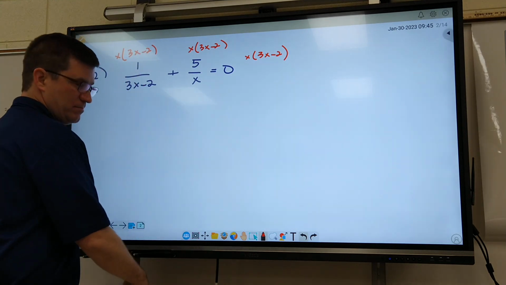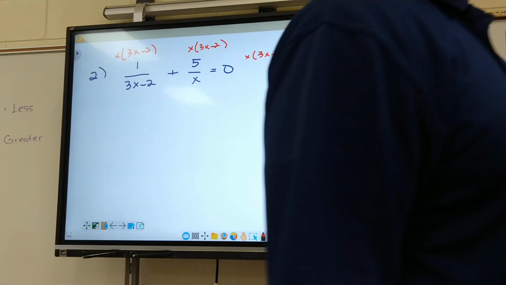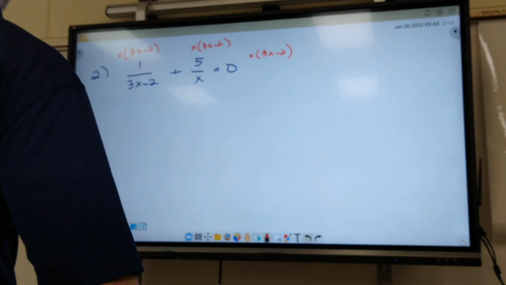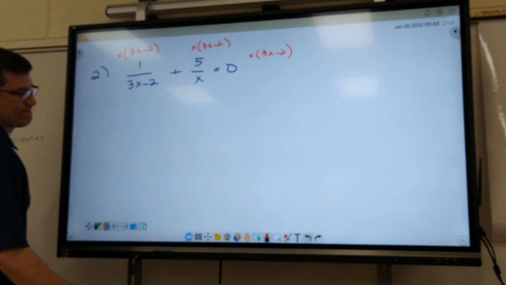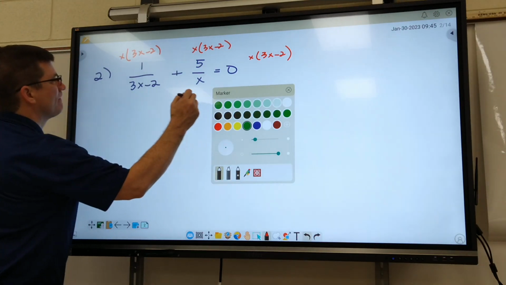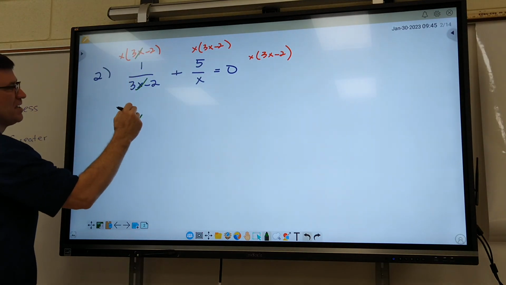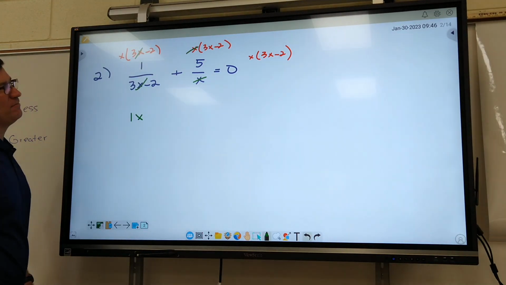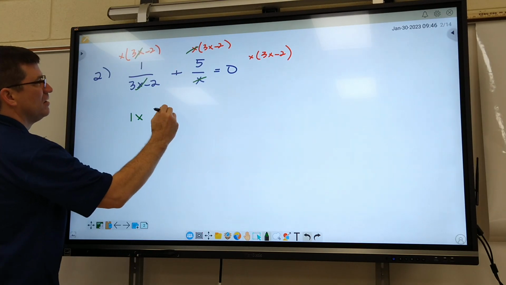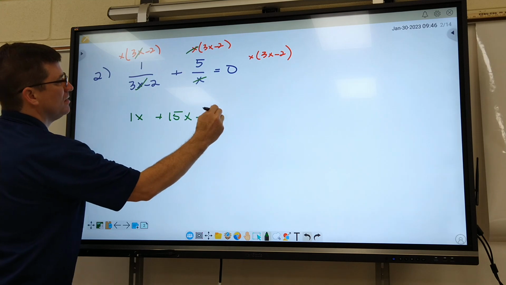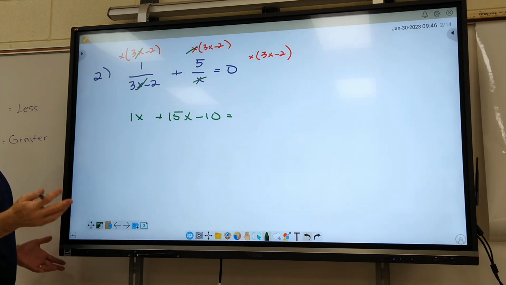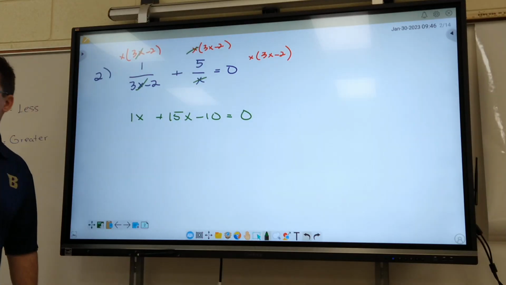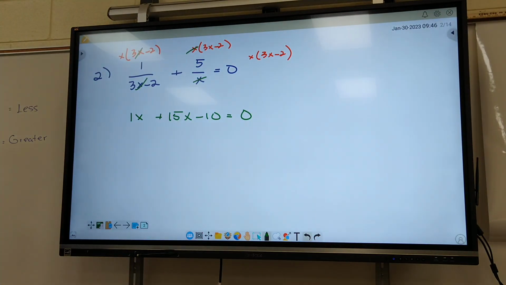All right, see if y'all can do your simplifying on that one. What cancels out on that first fraction? What do we bring down? 1 times x is 1x. X's cancel out on the second one, right? But I got to distribute here, 15x minus 10. Now look, what's going to make this problem easier is when you times all this by 0, it's just going to be 0. All right, work it out.